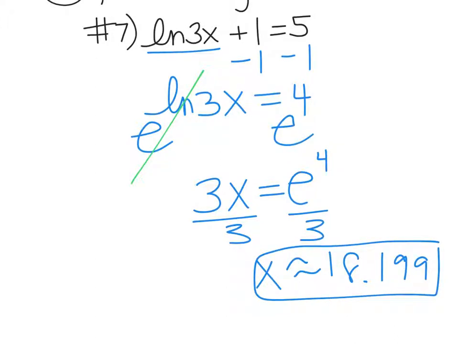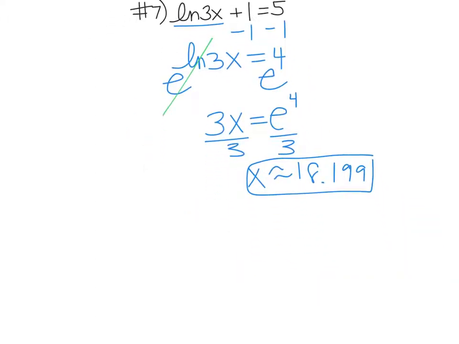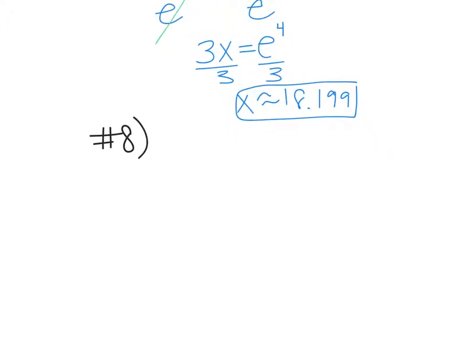Yeah, round to 3 decimal places. Okay, number 8. You try one now. With ln, it's always base e. So, number 8. Let's do 2 times the natural log of 8x equals 1. You try this problem. Okay? You try it.